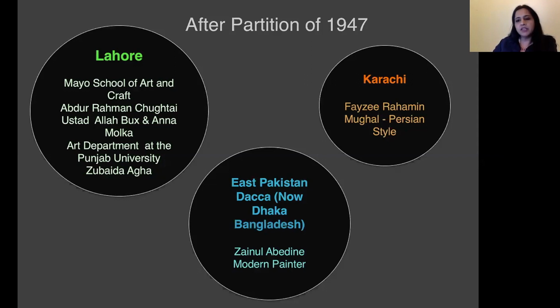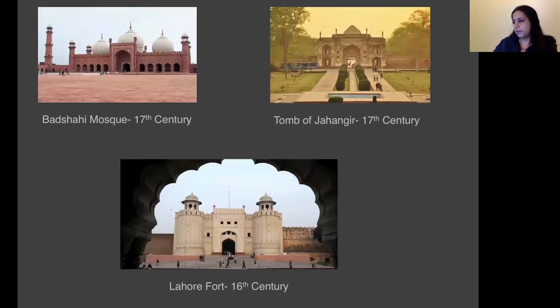And then in Karachi, Quaid-e-Azam, the founder of Pakistan, relocated one of his friends and neighbors called Faizi Rahmin, who used to work in Mughal Persian style. In East Pakistan, you look at Zainul Abidin, who was a well-known artist then. I now zoom into Lahore, which is the locus of my talk today. I would like to briefly describe the city Lahore, where it is located, to contextualize how and why it became the center for intellectual discourse.